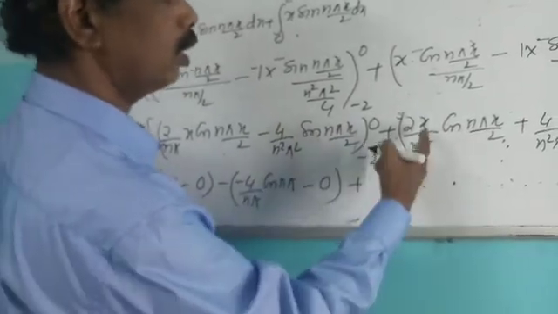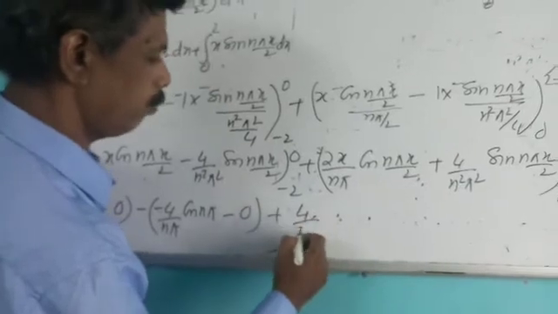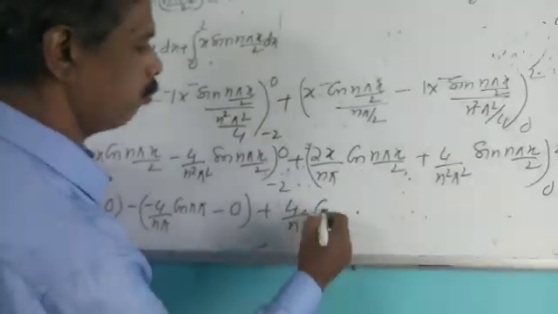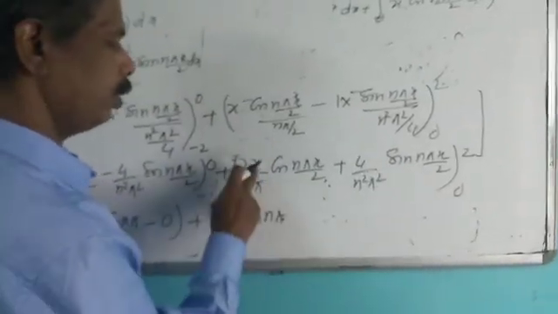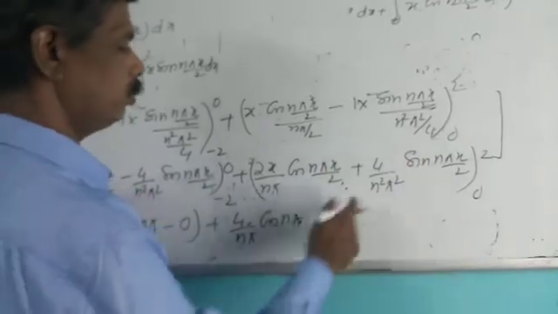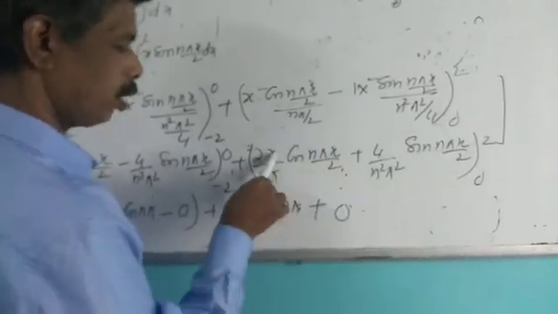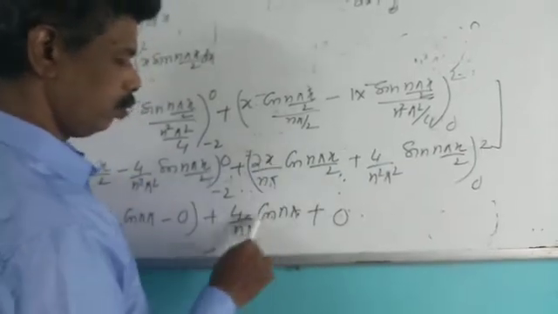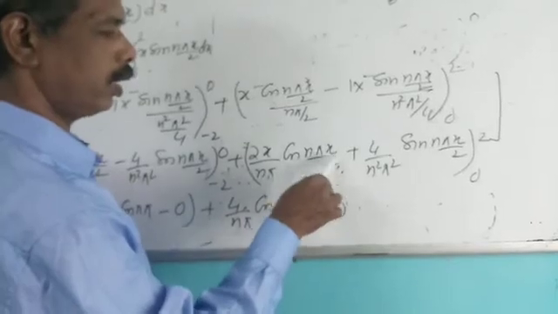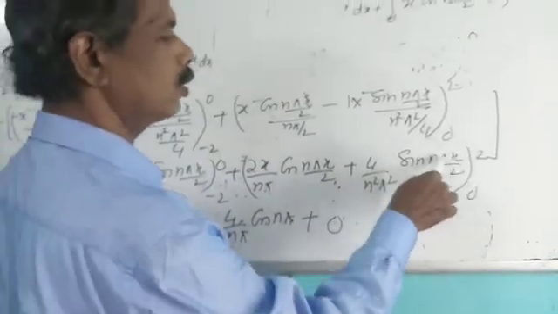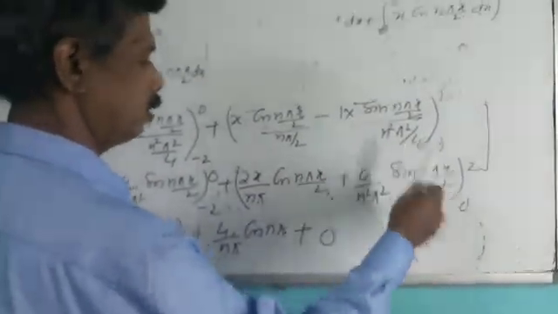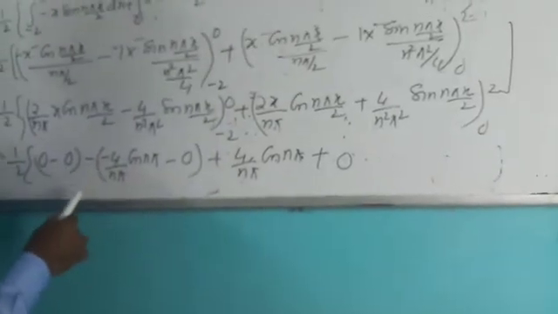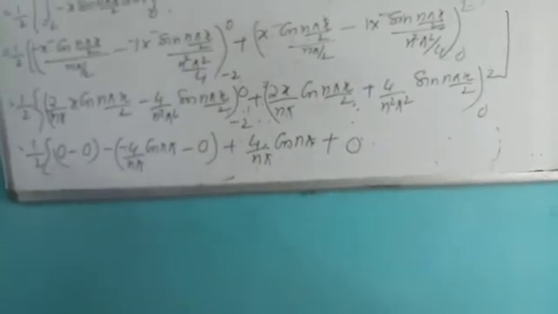And here also apply the upper limit: 2 into 2, 4 by nπ cos nπ. And next sin nπ, that is also 0, and at the lower limit x equal to 0, here also 0, so this term becomes 0. Apply the upper limit: 2 into 2, 4 by nπ cos nπ into 2 by 2 cancel, cos nπ. When x equals 2, sin nπ equals 0. At the lower limit, when x equals 0, sin 0 equals 0, so it will cancel. Then minus into minus plus 4 by nπ cos nπ.